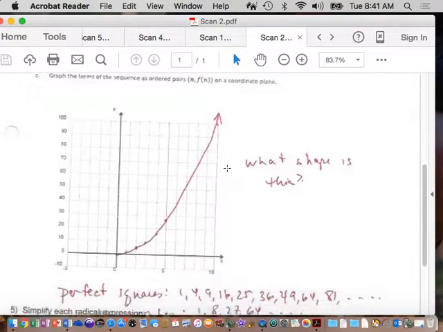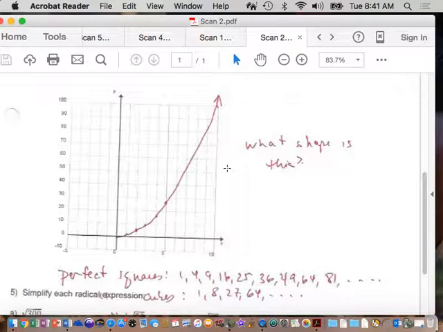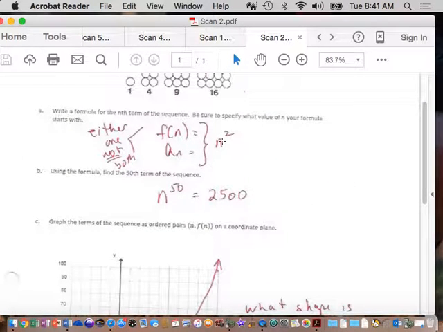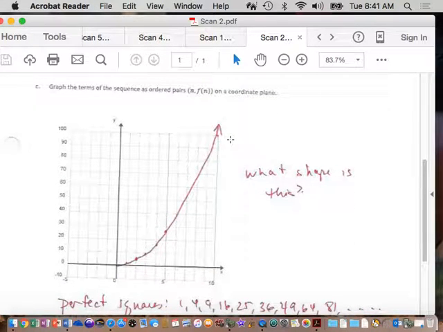All right, there's my graph. What shape does that make? A line. No. What is this here? What kind of function? Exponential. No. Oh, it's squared. Squared is called what? Parabola. It's quadratic. It makes a parabola. There's my parabola, or half of my parabola. The other half would be over here.